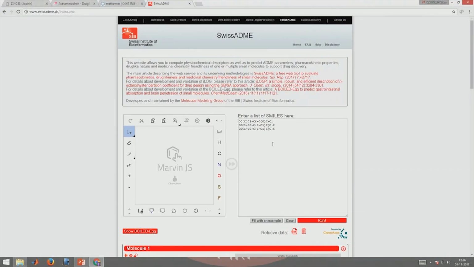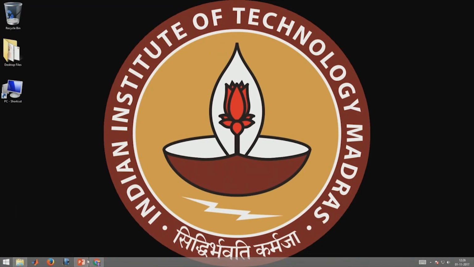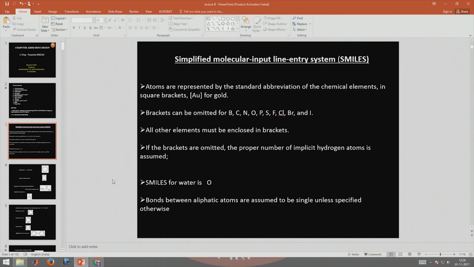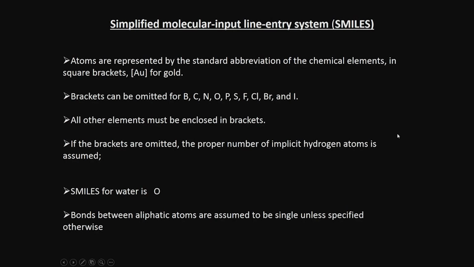Okay, now let us look at these SMILES. What does this SMILES mean? SMILES, the expansion of that is simplified molecular input line entry system. So, in a single line we can describe the entire molecule.